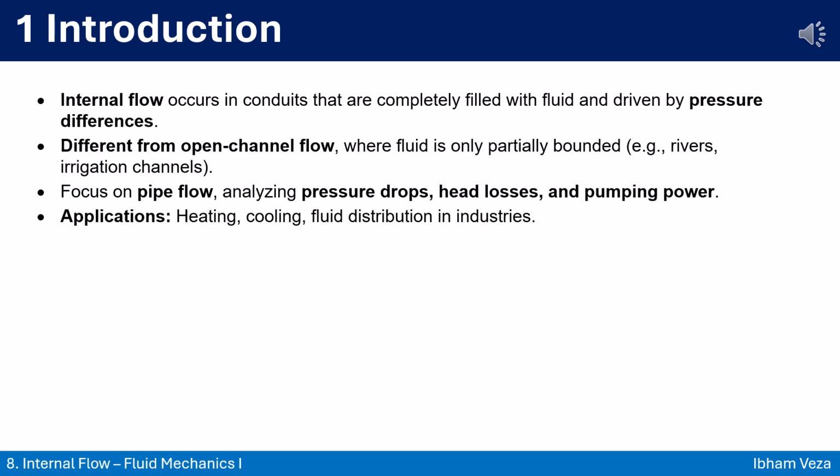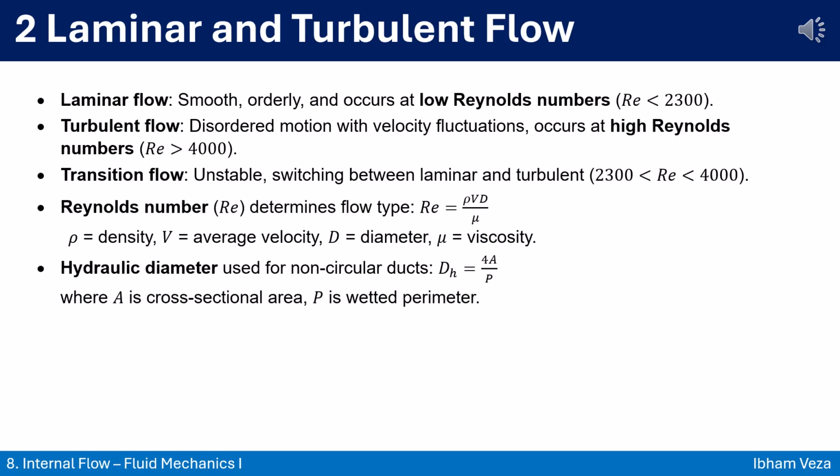Our main concern in this chapter is pipe flow. That's where we analyze how fluids lose pressure along the length of the pipe, what we call head losses, and how much energy is required to overcome those losses using pumps or compressors. These principles are not abstract. They're used every day in real-world systems for heating, cooling, and moving fluids in everything from homes to chemical plants. So as we study pressure drops and power requirements, remember, mastering internal flow is essential for designing efficient thermal fluid systems.